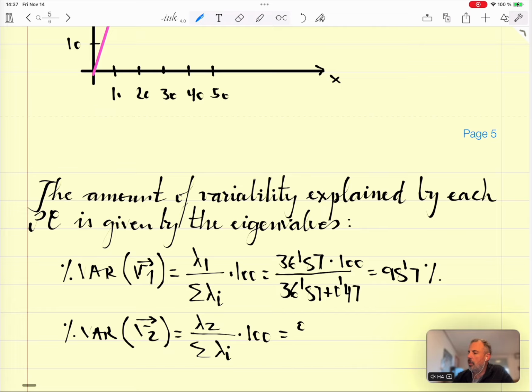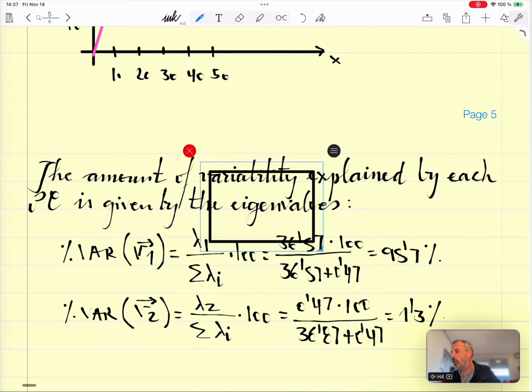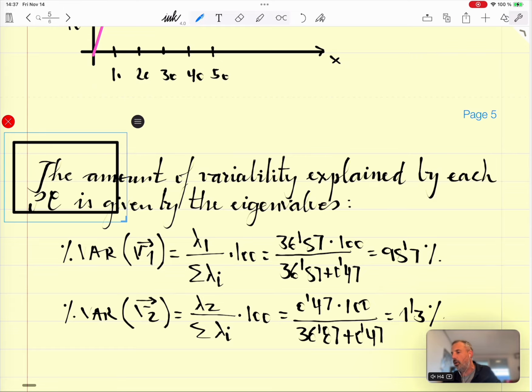Okay, so 0.47 times 100 divided by 36.87 plus 0.47 equals 1.3 or something. It's the other 100 minus the other. Okay, this is a super important result. Make sure you engrave it in your brains.